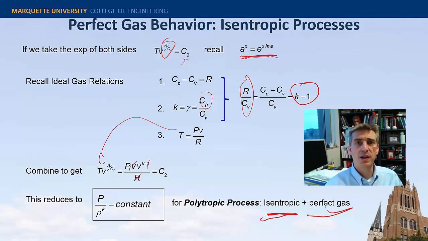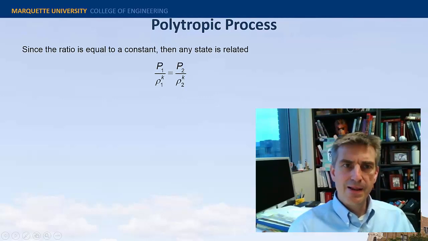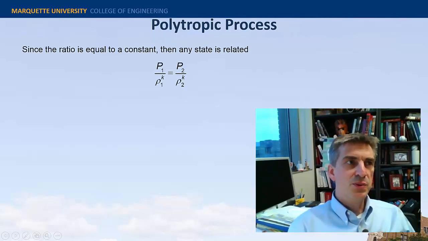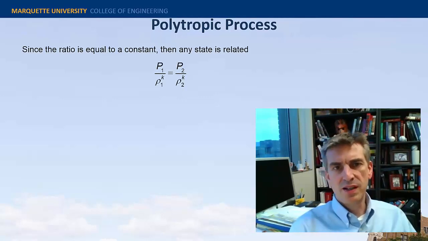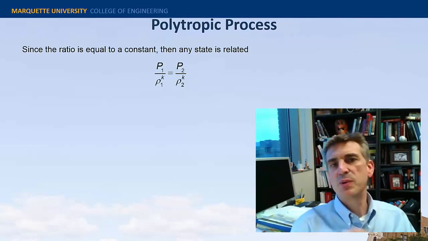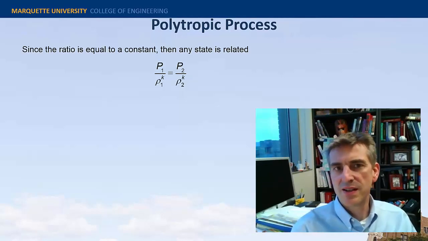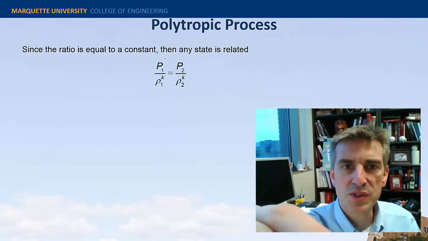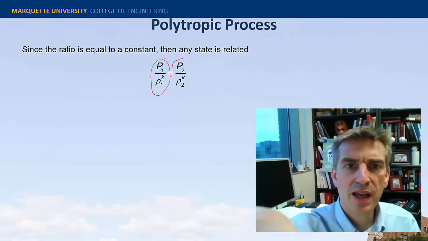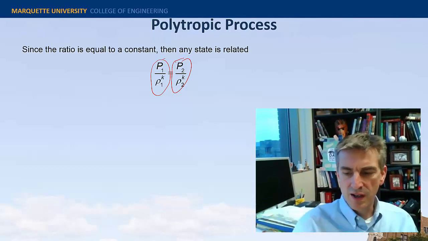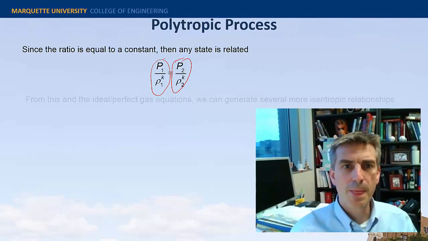Together, this is called a polytropic process. All right, so if P over rho to the K is equal to a constant at a given state, then it must be equal to the same constant at some other state, right? So I can make this relationship between states, that P1 and P2 are related in that way.